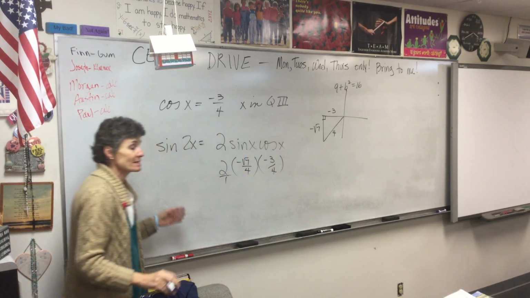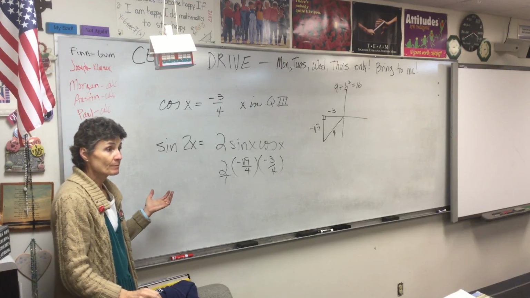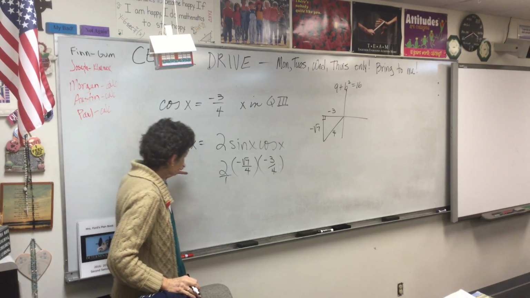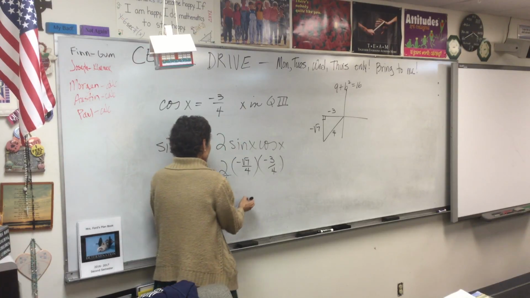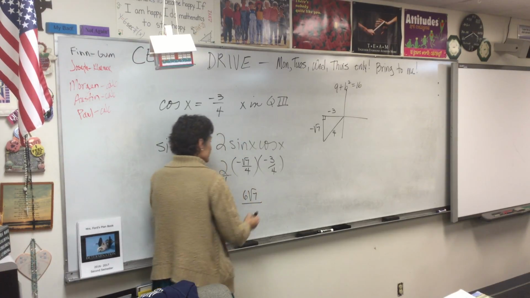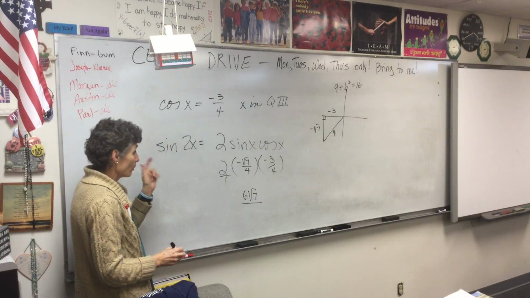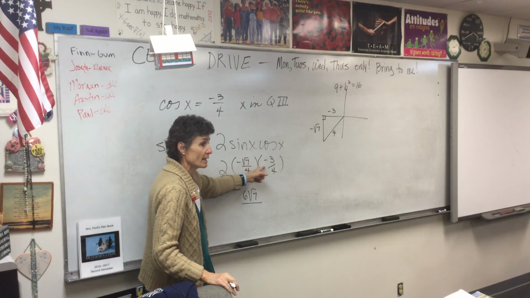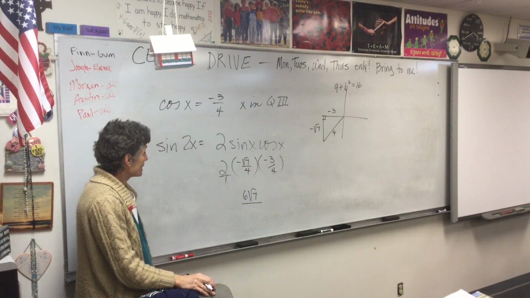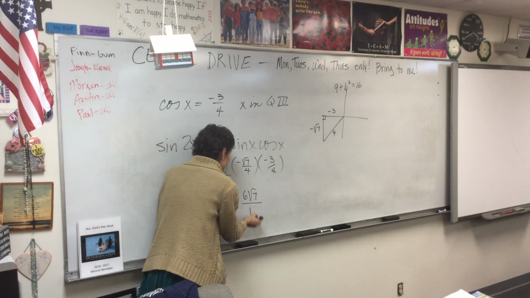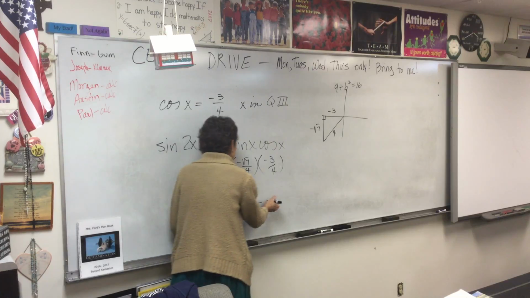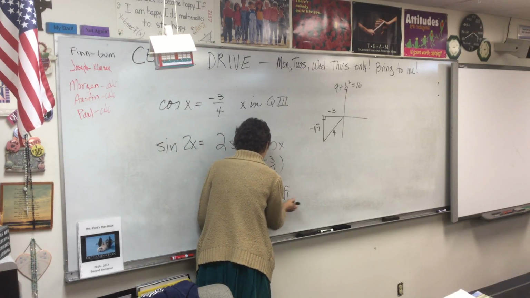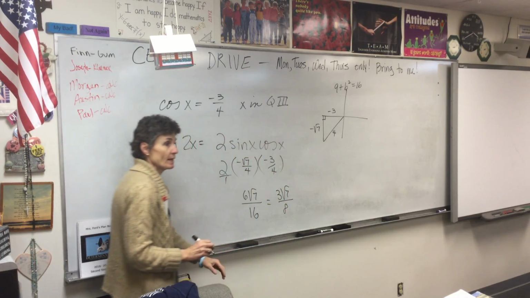Now, let's not mess up the multiplication. These are 3 fractions multiplied straight across. So on top, I have 6 root 7. No, it will be positive because these are both negative, so that's going to be positive. And on the bottom, I have 16, which reduces to 3 radical 7 over 8.